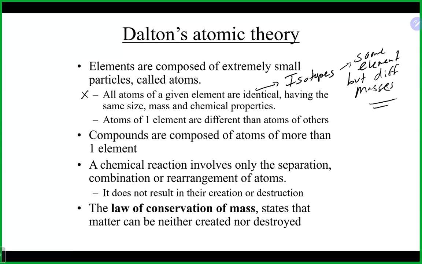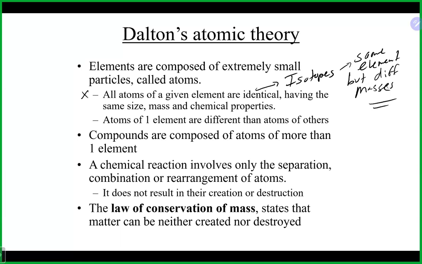Indestructible, and also that all atoms of the same element are identical to each other. Now, something that is correct is that atoms of one element are different than atoms of another. So if you had an atom of iron and an atom of carbon, they are different. They have different numbers of protons and neutrons and things like that.